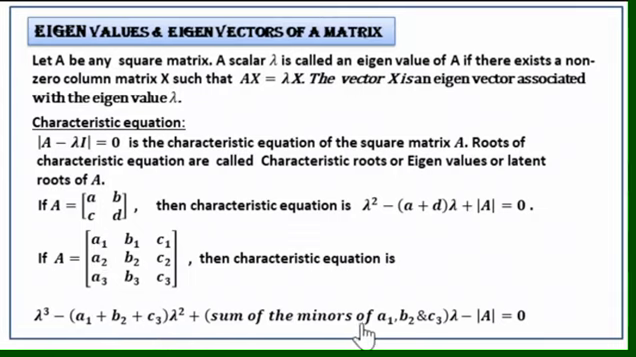And what do we mean by minors of a1, b2, c3? The minor of a1 is the determinant obtained by deleting the row and column containing a1. So the minor of a1 is b2 c3 minus c2 b3. Similarly, for the minor of b2, just delete the row and column containing b2. So the determinant is a1 c3 minus c1 a3. Similarly, the minor of c3 is a1 b2 minus b1 a2. Then find the determinant, substitute, and we will get the 3 roots of this cubic equation. So for a third order matrix there will be 3 eigenvalues.